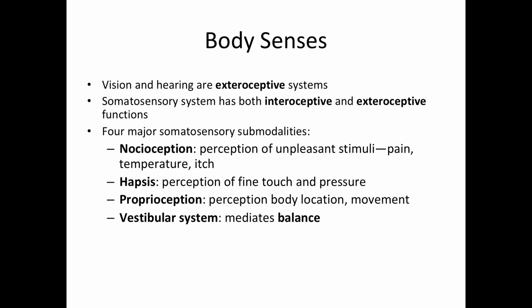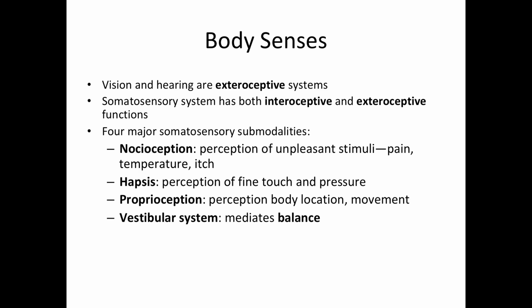Okay, so vision and hearing are exteroceptive systems, and the somatosensory system, it technically literally means body awareness. So it has an exteroceptive function, but it also has interoceptive functions where it monitors the internal bodily events and the information that goes to the brain about positions of body segments relative to one another and about body and space. So 3 of the 4 major somatosensory submodalities mediate our perception of sensations such as pain or touch and also body awareness.